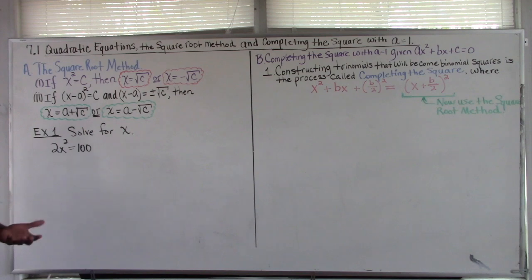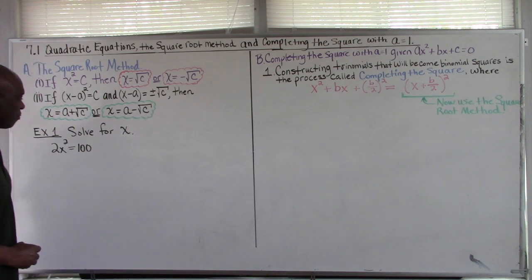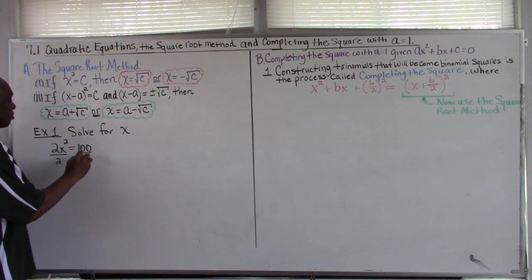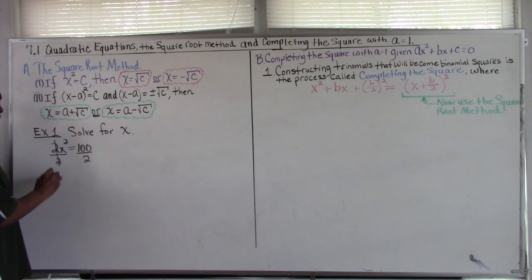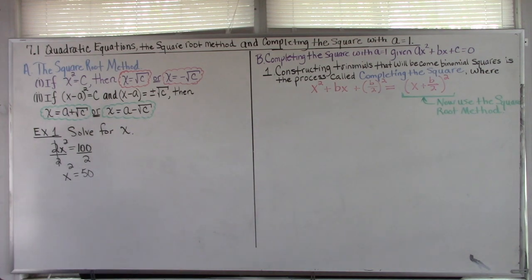Well, the first thing we have to do, if we want to solve for x, is isolate x. So first you must divide both sides by 2. No brainer. Here we go. Divide the left side by 2, the right side by 2. The 2's cancel out. We're going to have x squared equals 50. Alright, so far so good.